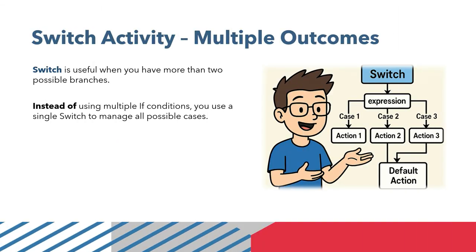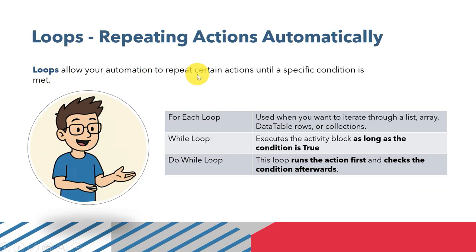The next topic we will be learning about is loops. Loops allow your automation to repeat certain actions until a specific condition is met. The very first one is the for each loop. It's used when you want to iterate through a list, array, data table rows, or collections.